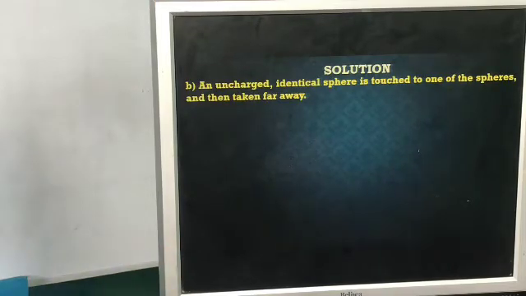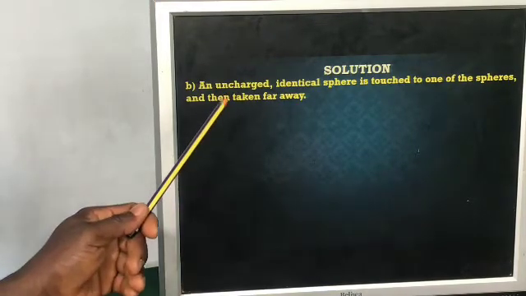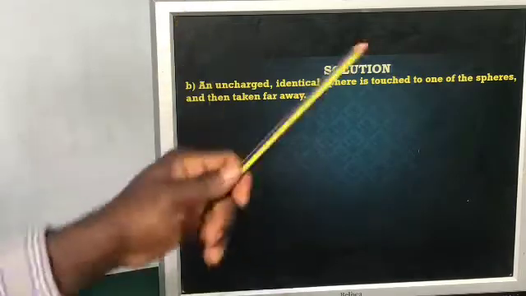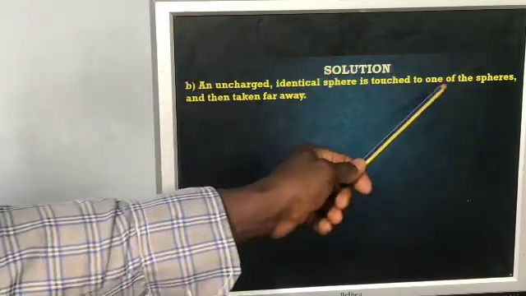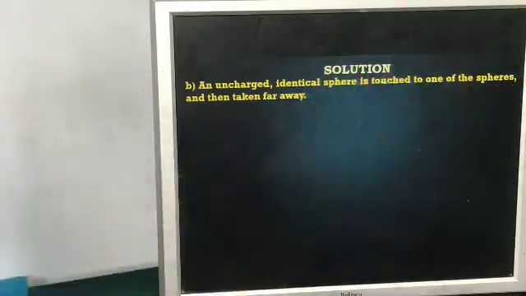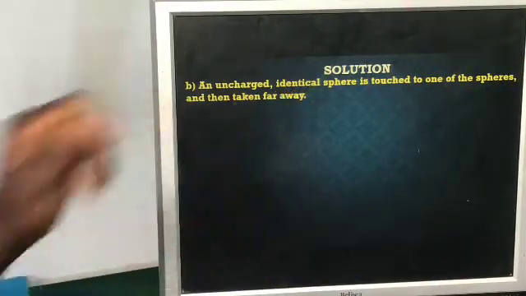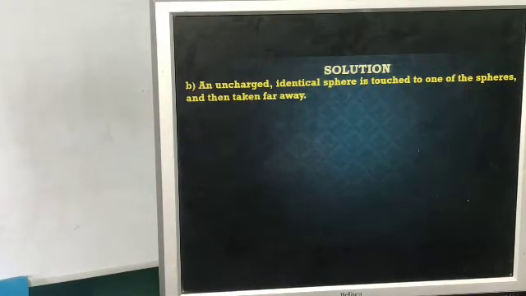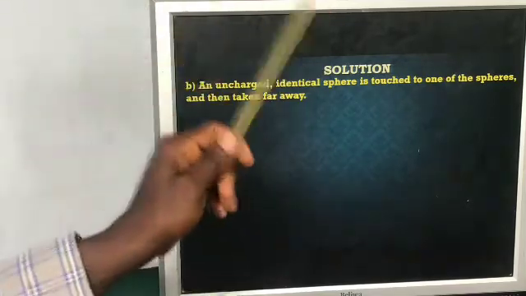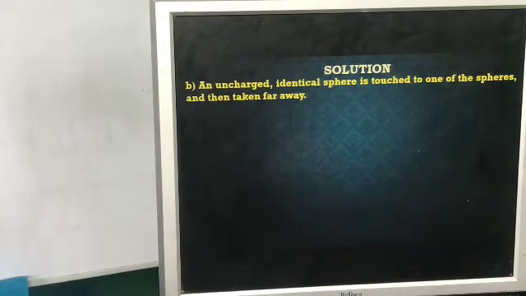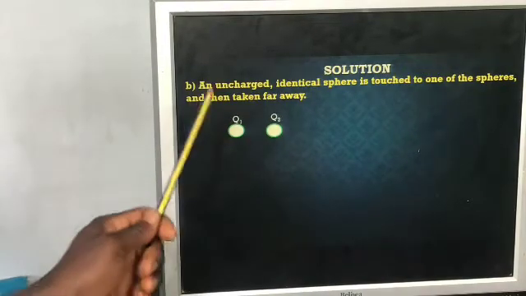The B part of the question says: what happens to the force when an uncharged identical sphere is touched to one of the spheres and then taken far away. So the preamble still stands. Q1 for the first charged sphere, Q2 for the second charged sphere. So let the two charges be like this, Q1 and Q2.